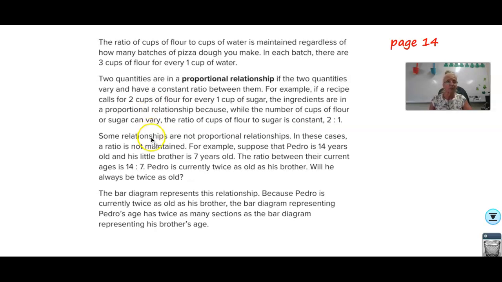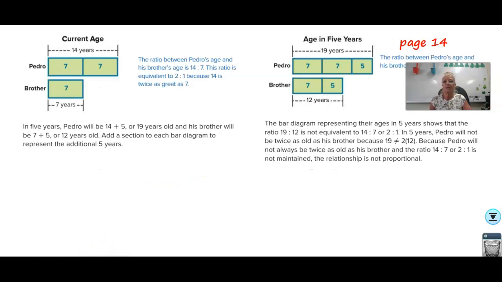Some relationships are not proportional. For example, if Pedro is 14 and his brother is 7, well, Pedro's twice as old as his brother. But the following year, Pedro's going to be 15 and his brother's going to be 8, and that's not double anymore. So they're saying that's not a proportional relationship. And here they try to show you that, they're saying, oh, in 5 years, it's not going to be double. It's only double right here at this point. So this is not a proportional relationship.